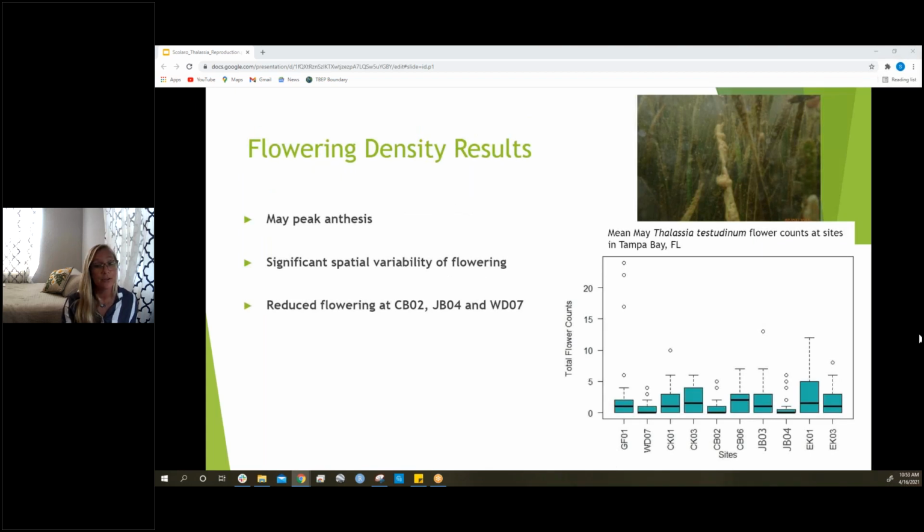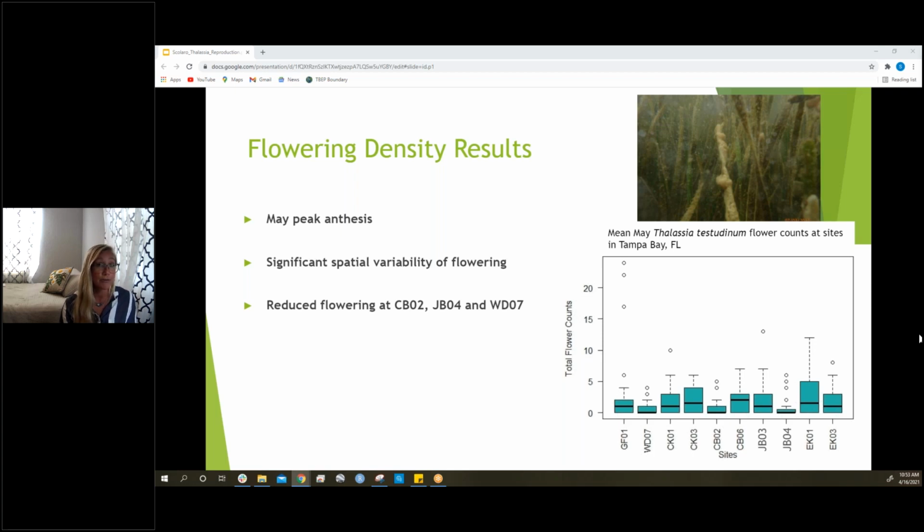Results from the study revealed that May was peak anthesis in Tampa Bay. This is similar to previous studies that were done in the 1960s and 1970s. There was significant spatial variability of flowering both between and within sites. There was significantly lower flowering at sites that were adjacent to freshwater sources and large mangrove stands.